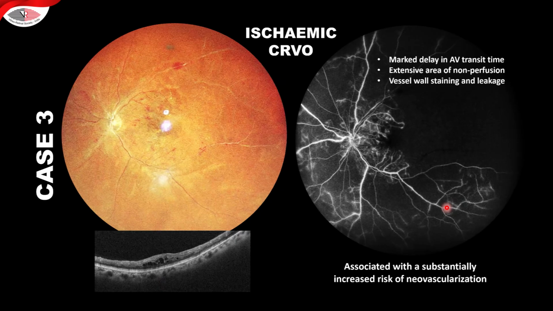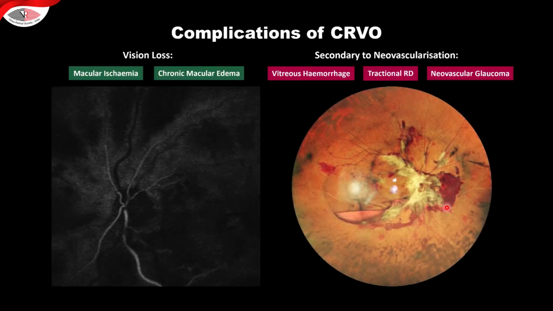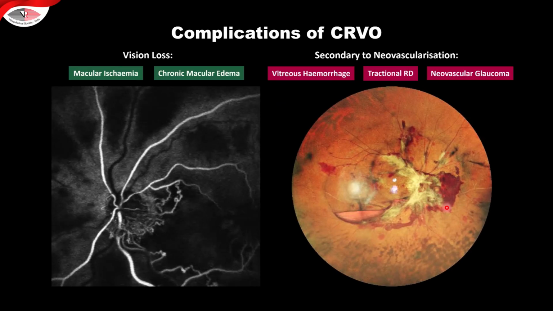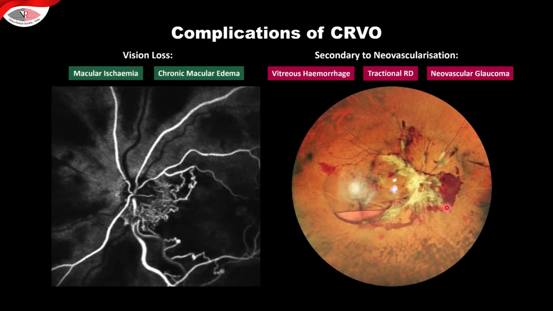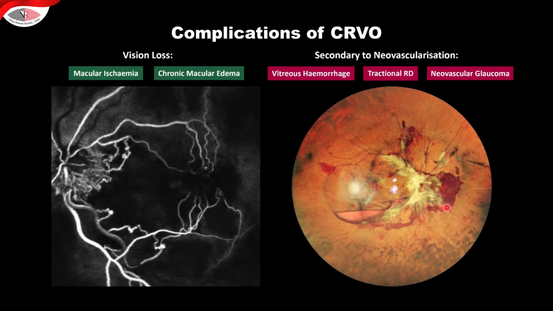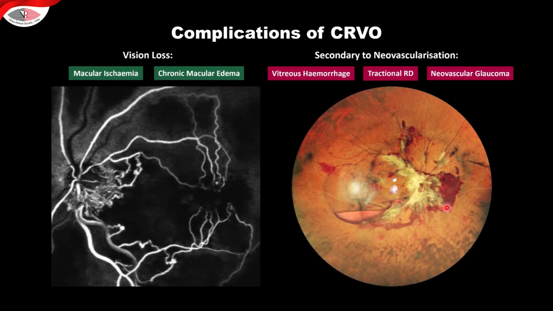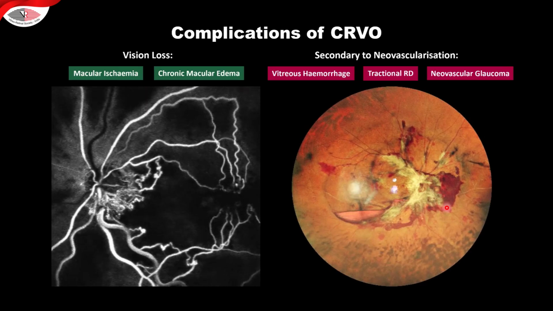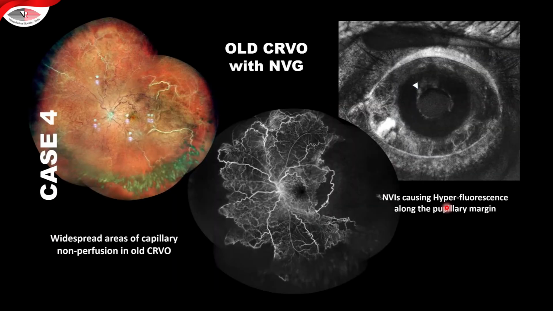And these occlusions would have poorer prognosis and may also require lasers along with the anti-VEGFs that we use typically for other CRVOs. So the vision loss is due to the macular ischemia or the chronic macular edema, and then there can be secondary neovascularization, which causes hemorrhage and tractional detachments, which have their own consequences in the long run.